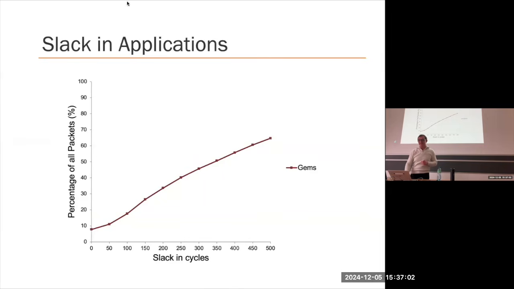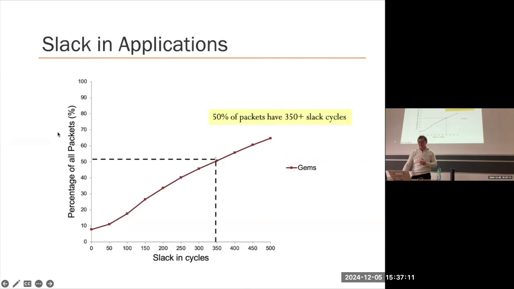But actually, these are the slack in real applications. This is slack in cycles on the x-axis, and this is the percentage of all packets over here. So for example, for this application, 50% of packets have a very large number of slack cycles. And the reason for that is you have large memory latencies. Basically, some requests go and wait in the memory controller, and they're the ones that are really bottlenecking the application.